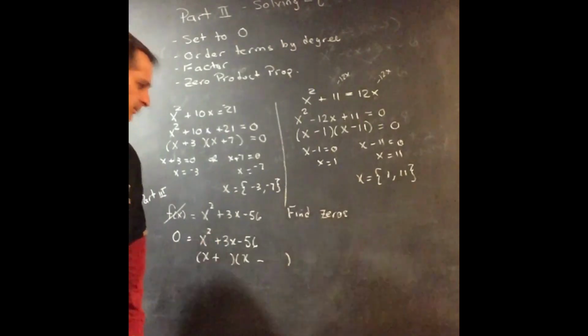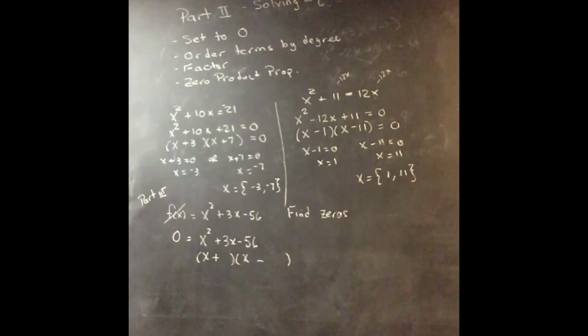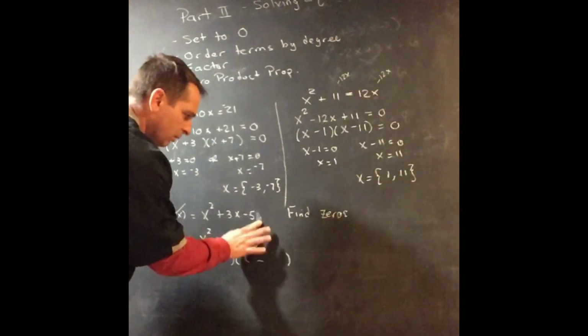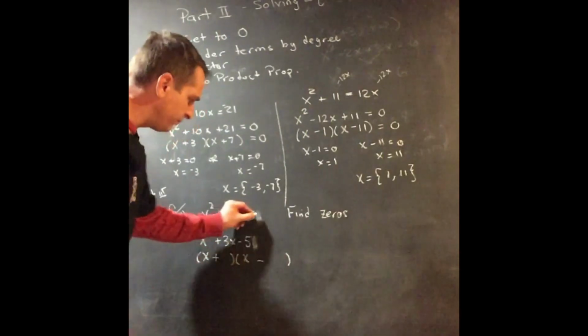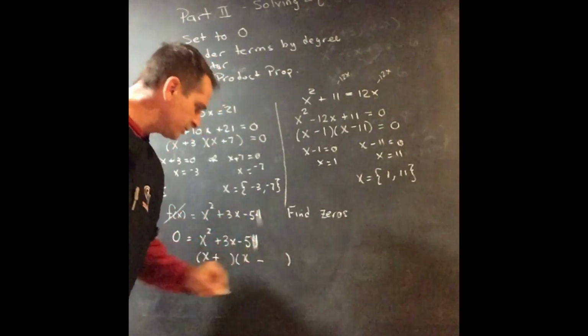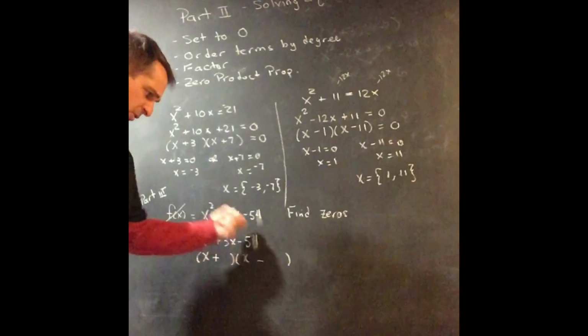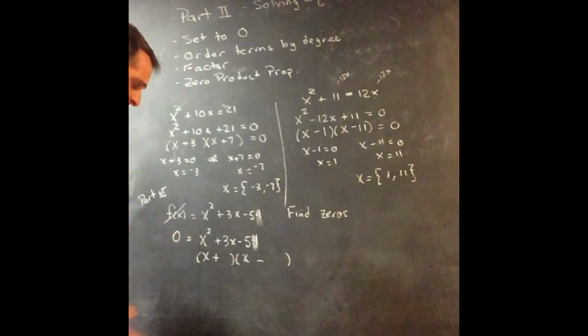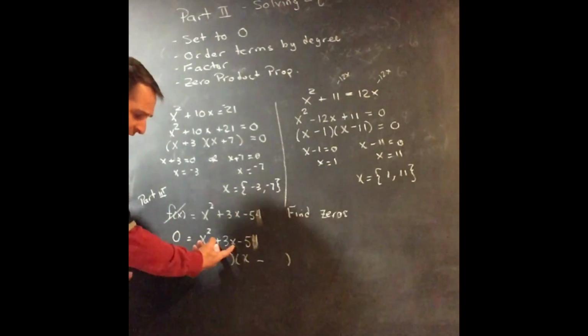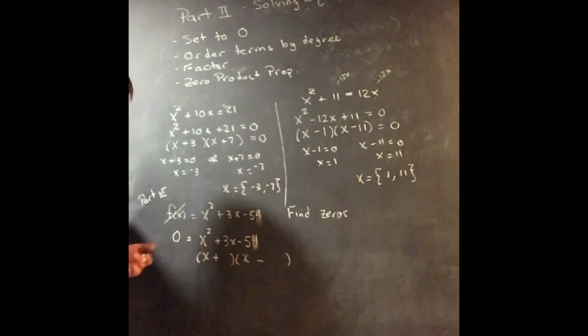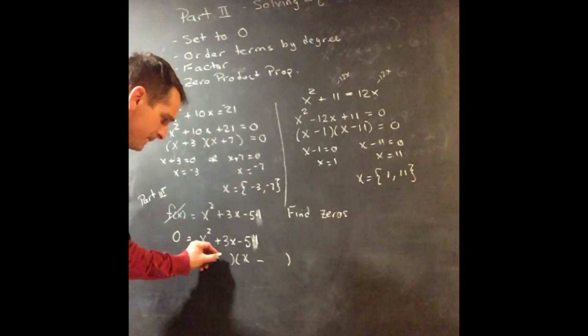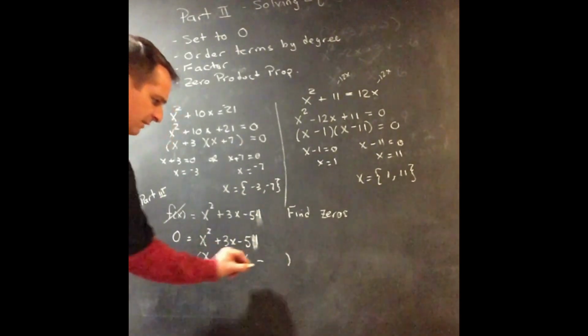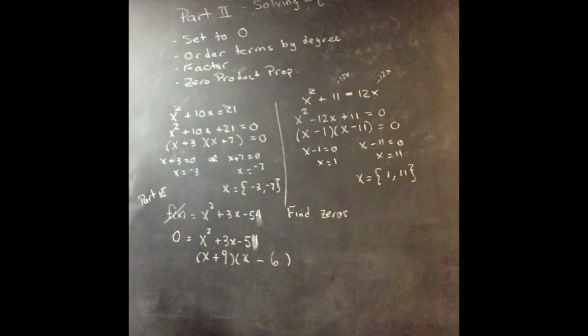And now, to be honest with you, this is all the wrong number. It's 54. That's going to make it a little easier because it's going to work out. It's going to be 9 times 6. And the outers and inners have to combine to be positive 3. So I need my bigger number to be positive and my smaller number to be negative.